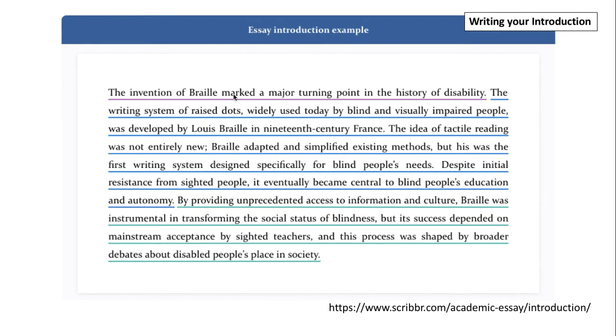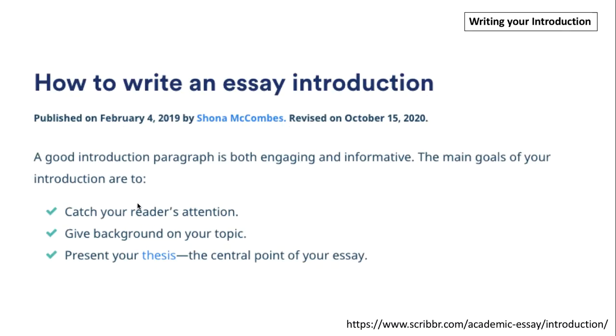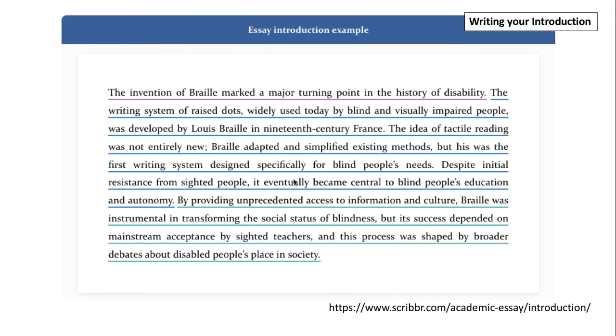It's short and sweet. The writing system of raised dots, the idea of tactile reading, despite initial resistance, all of this, underlined in blue, is the background information. And then underlined in, I suppose that's teal or light greenish blue, is our thesis statement. So again, the hook, the background on the topic, and then the thesis statement. We see a nice example outlined here.